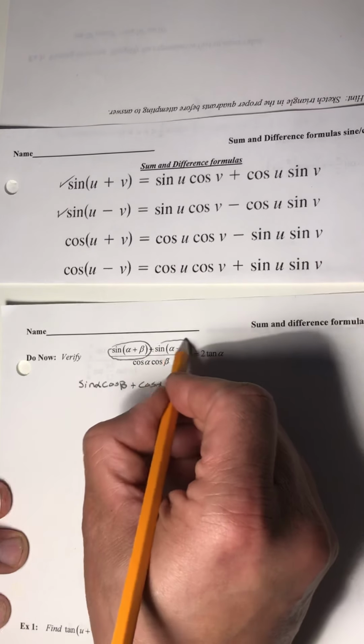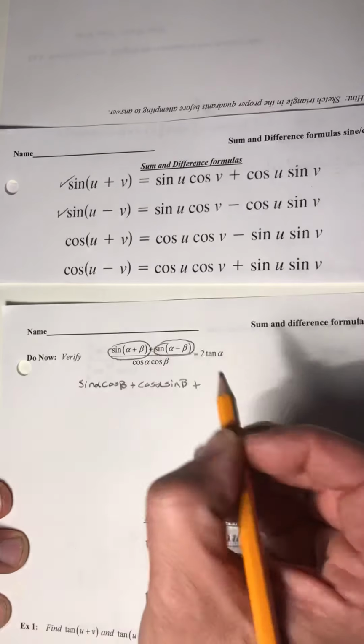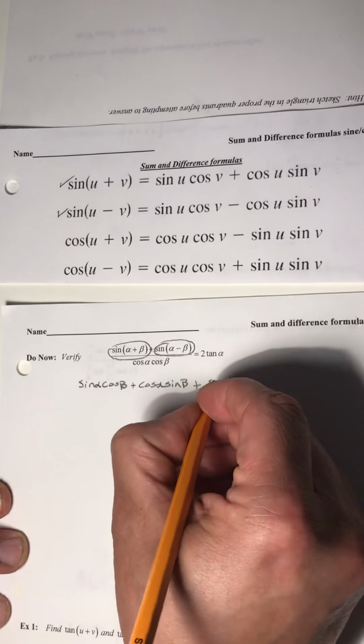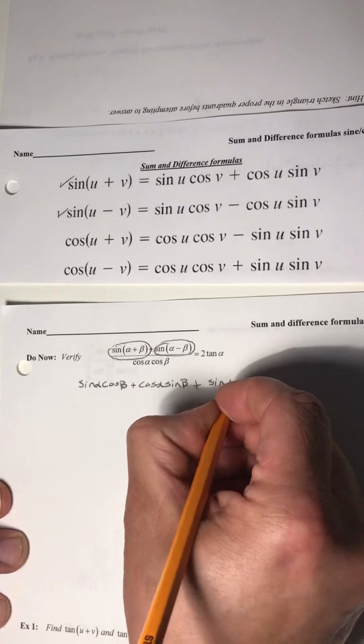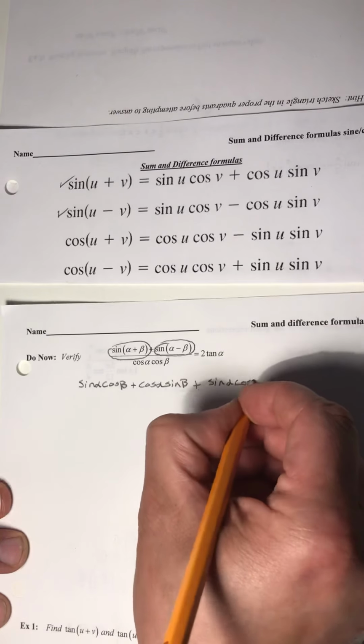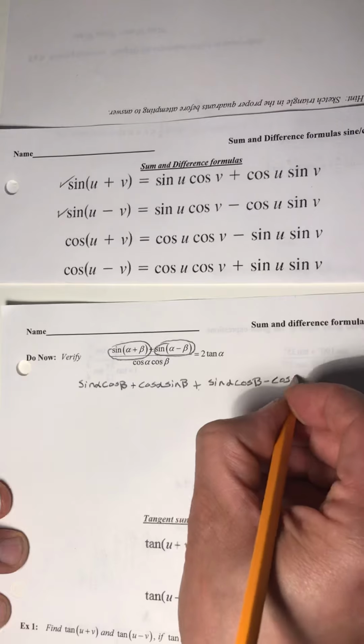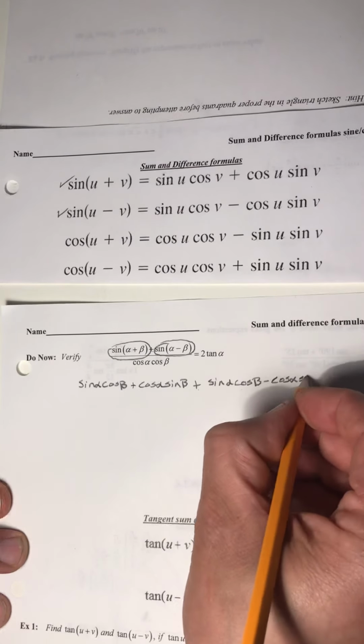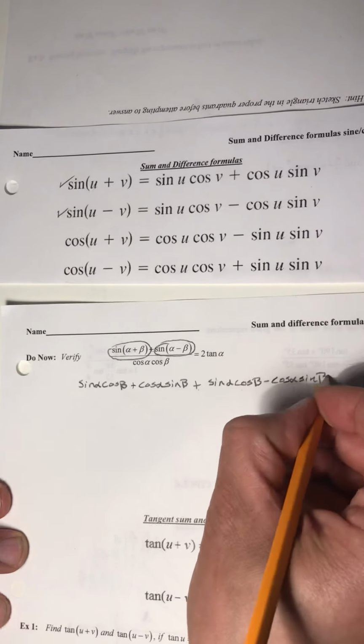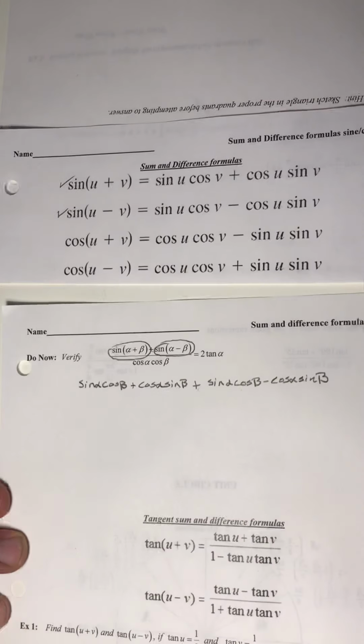And then from above, we're going to use the alpha minus beta. So we're going sine alpha cosine beta minus cosine alpha sine beta. All right. Still on the screen.